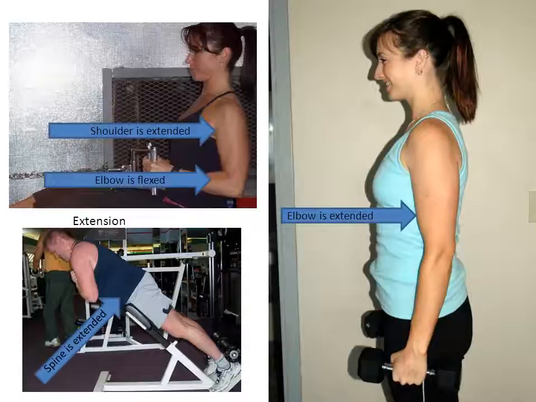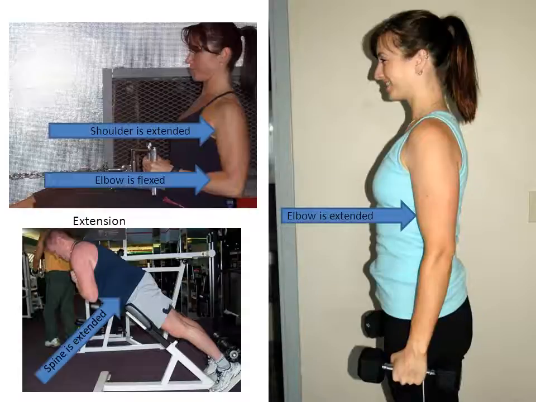So she's had to flex her elbow, but she is extended at the shoulder, which means her arms are brought back. If you look at the picture of Sean on the bottom left-hand side, he has gone into an up position from the spinal extensor exercise. This means he's extended through the spine. If he were to go down, he would be flexed at the spine.